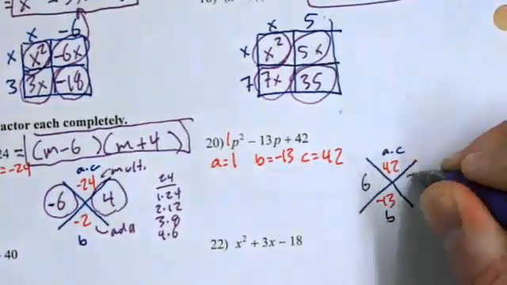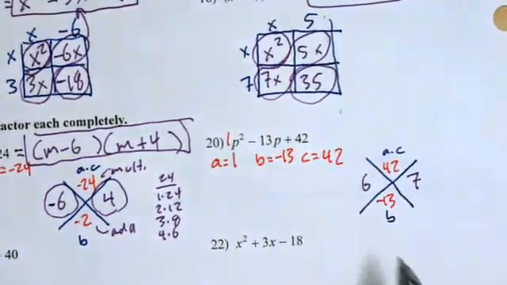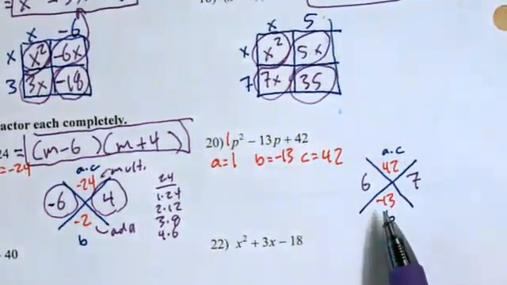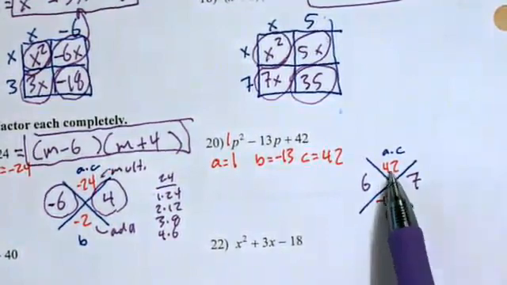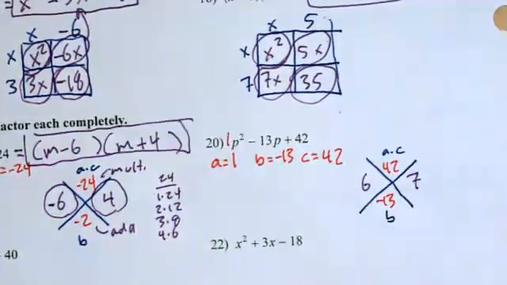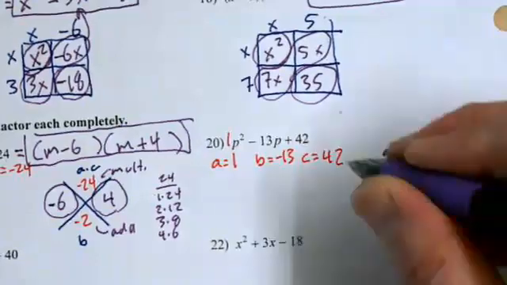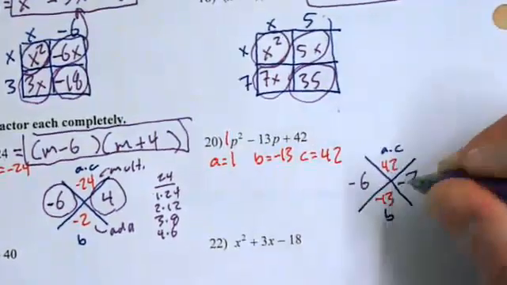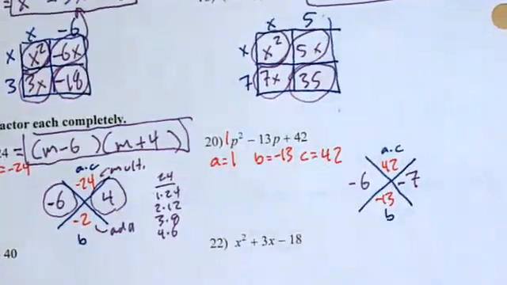So 6 and 7 will multiply to 42. If we want them to add up to negative 13, I think they both want to be the same sign, right? If we're going to multiply to be a positive number. So is it negative 6 and negative 7 or positive 6 and positive 7? What do you think? We want both negatives? Excellent. So negative 6 and negative 7.